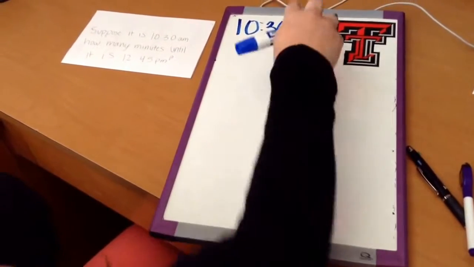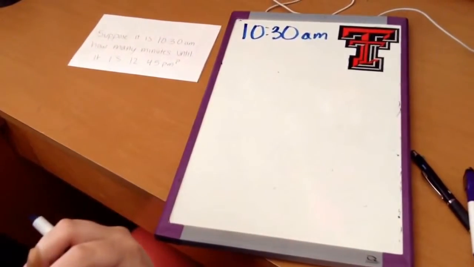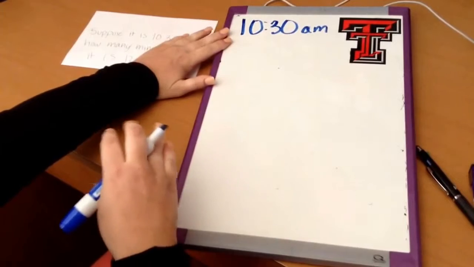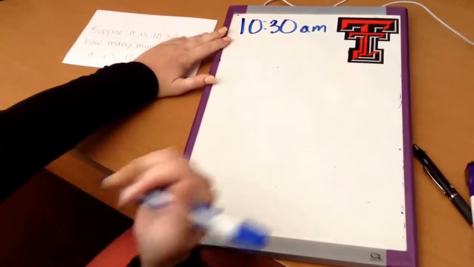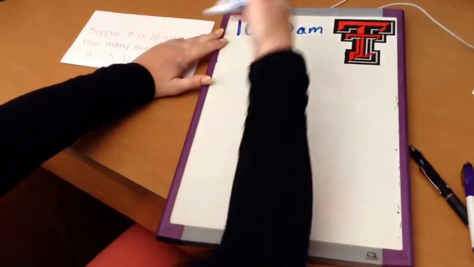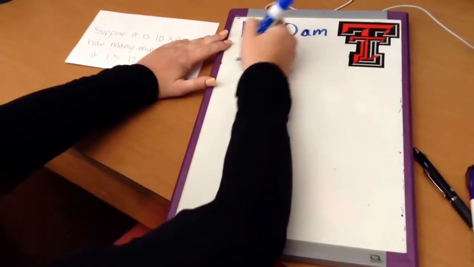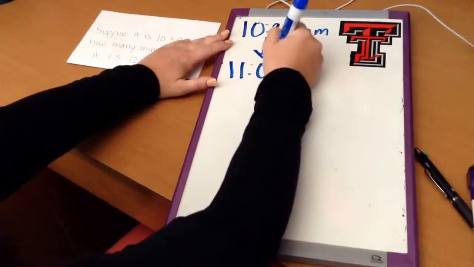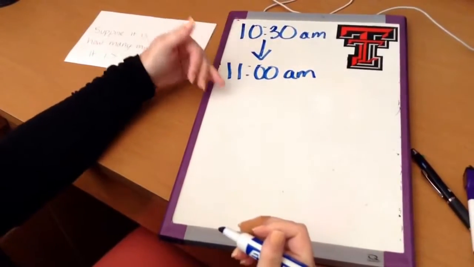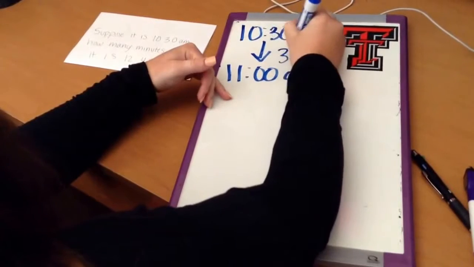And so for the Make 60 approach, your goal is to always get the time given to the nearest hour. And so looking at 10:30, we know that the nearest hour would be 11 a.m. And we know that the difference, or in order to get from 10:30 a.m. to 11 a.m. is 30 minutes.